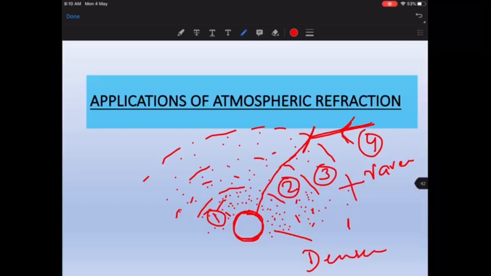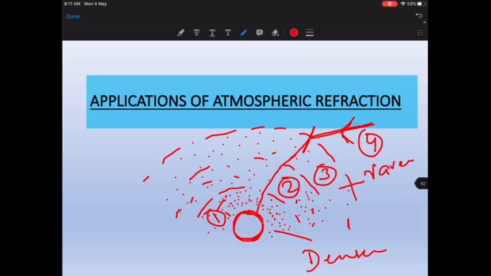This bending takes place precisely because of different refractive index. Why is the refractive index of every layer different? Because the density is different. At some layers there are more number of particles inside the atmosphere. At some other layer there are less numbers. So few layers are denser, some layers are rarer, right? Because the density is different, that's why we have different refractive index.